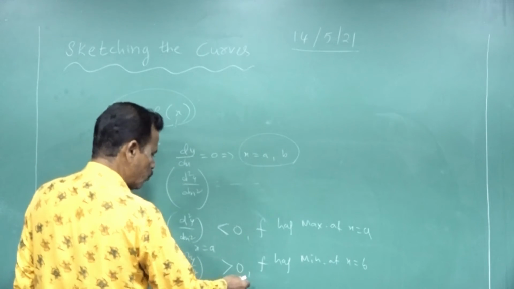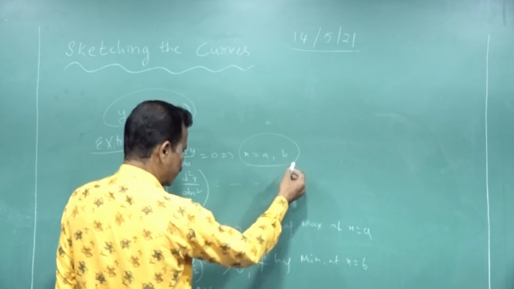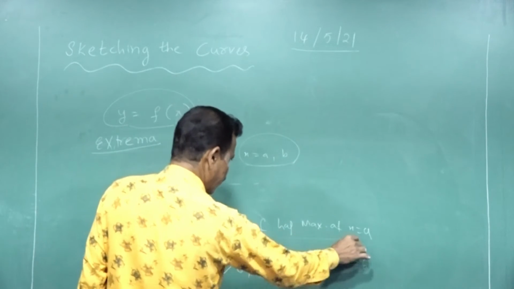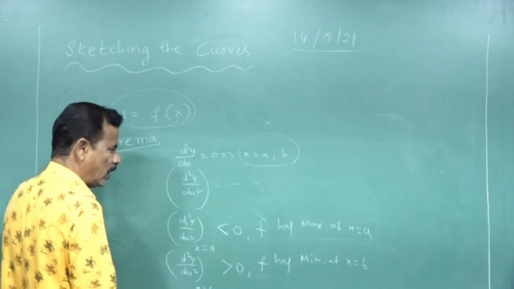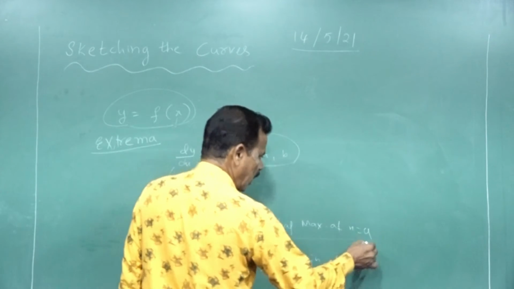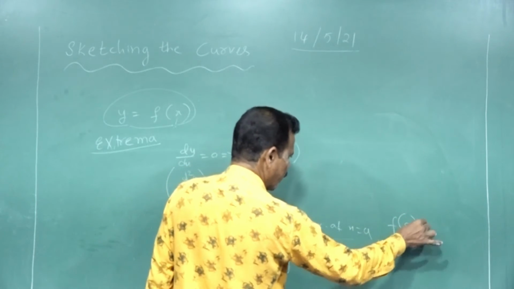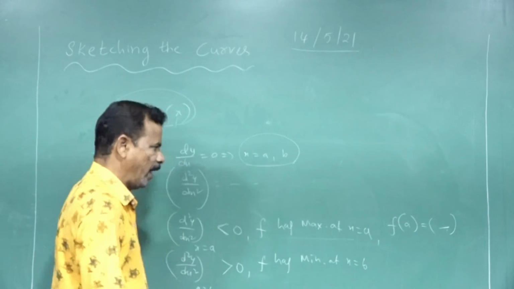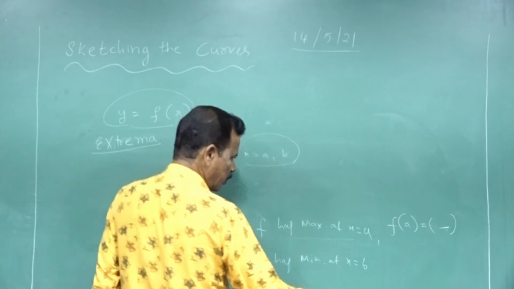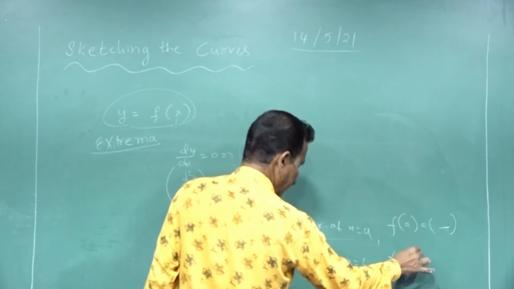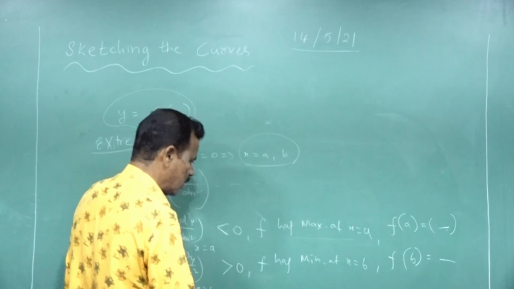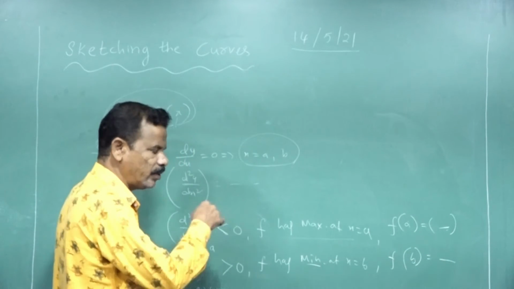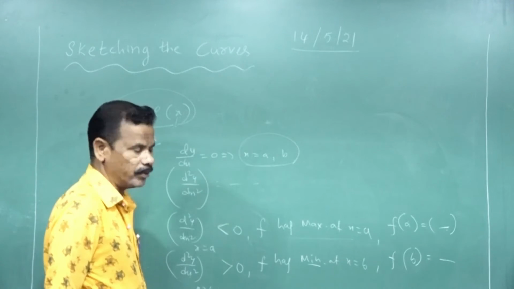Then for these critical points, at x is equal to a, f has maximum value. That's why we find f of a. Some value comes, that is the maximum value. Substitute b in f, some value comes, that is the minimum value at x is equal to b.